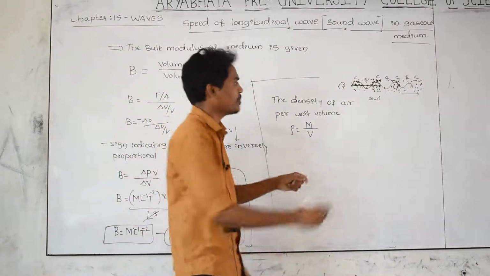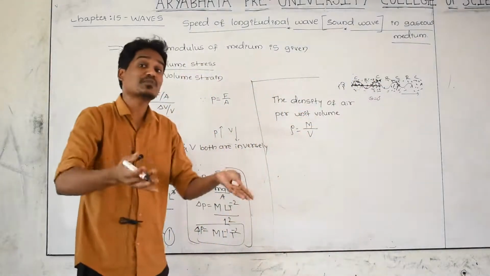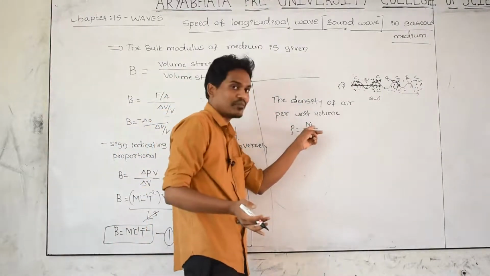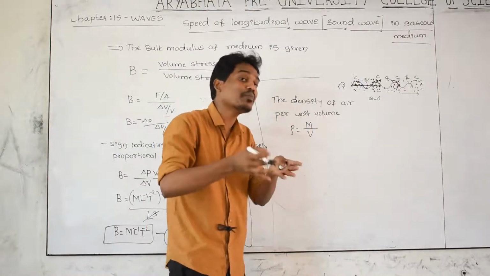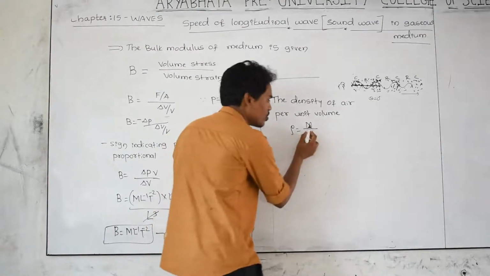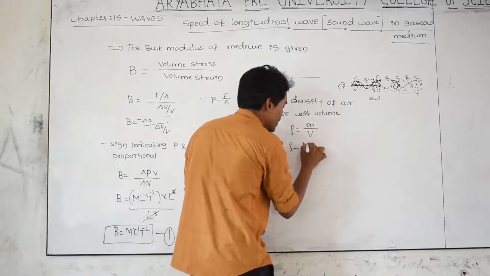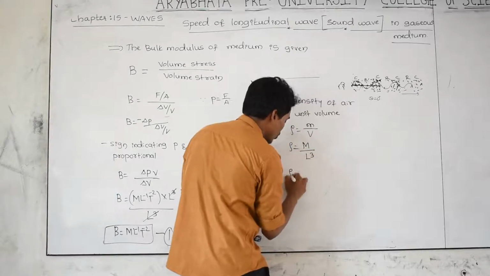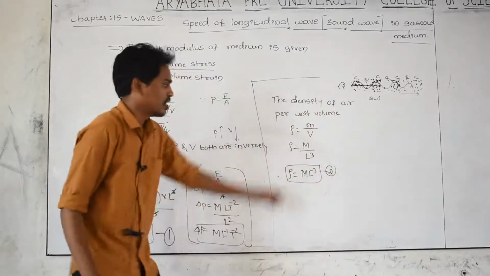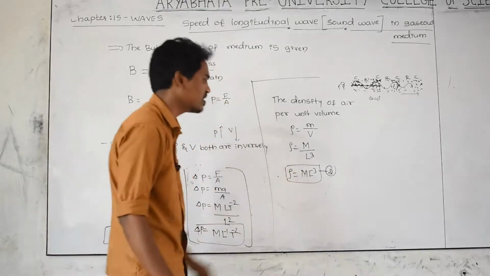Density is equal to, if volume is equal to 1 meter cube, what is the mass present in 1 meter cube? How much is the mass present in the 1 meter volume of the medium? That ratio is called density. Here density is equal to mass by volume. What is the dimensional formula of mass? Capital M. What is volume? L cube. Then rho becomes M L raised to minus 3. Let us take it as equation number 2.